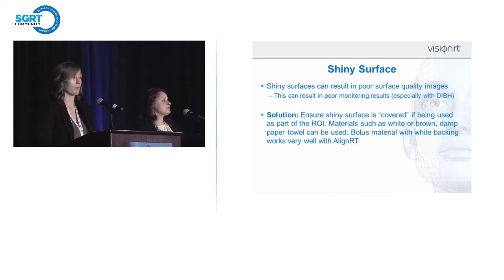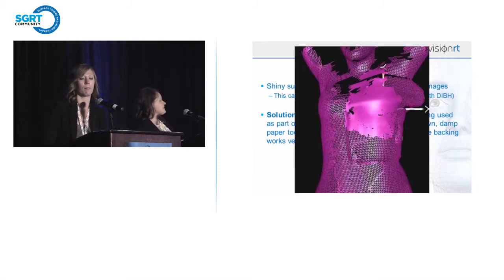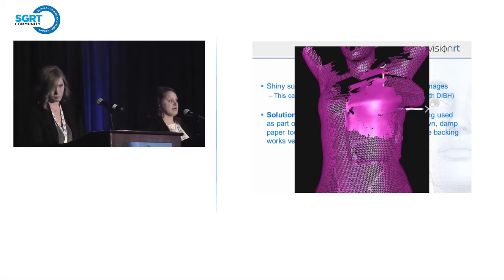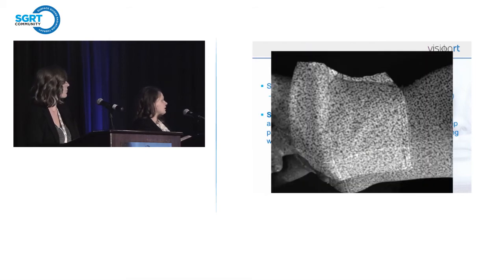What we've seen works really well is damp white or brown paper towel, or bolus material with that white backing. This is a reference image where the bolus actually looked really well. We didn't have that shiny surface. We have a nice ROI that we can use for monitoring just for today. And in our speckle image, we can also see that it looks really good. Our speckle pattern is very well defined.